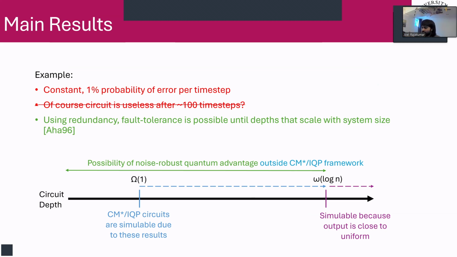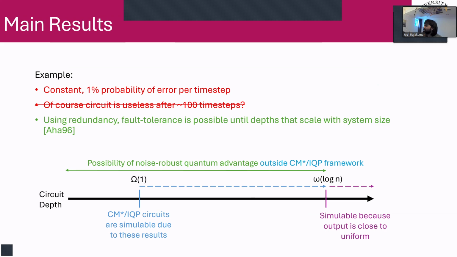So yes, if you restrict to Clifford magic or IQP circuits, then when you go above a constant depth, you are classically simulatable. What this means is it returns you back to this experimentalist intuition that if I have a 1% probability of error, my circuit is useless after 100 time steps, regardless of my system size.